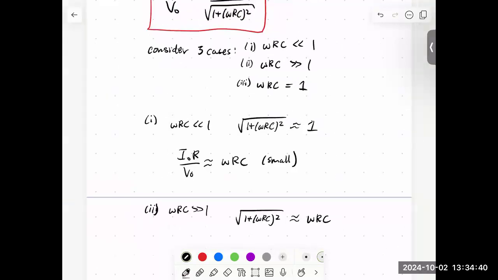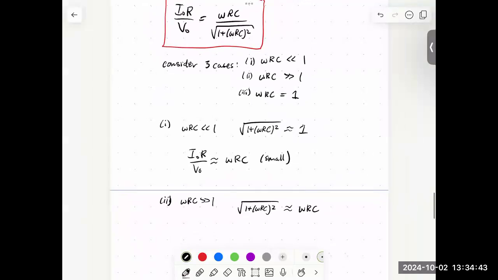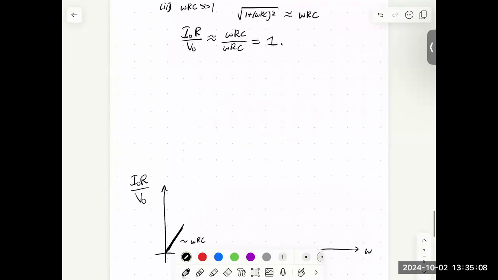Well, what does that mean for our amplitude ratio? We have omega RC divided by the square root, but the square root's just omega RC. So that means that this ratio becomes 1. So this is approximately omega RC over omega RC, which is equal to 1. All right, so if we go back to our plot here, then out here at high frequency, we're at this point 1.